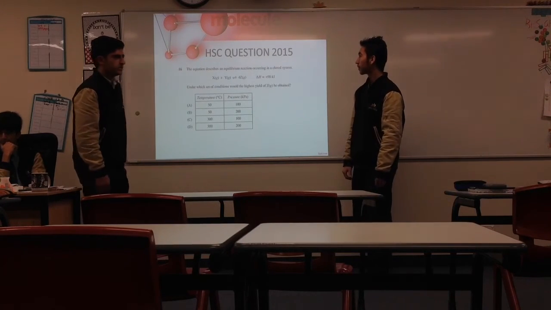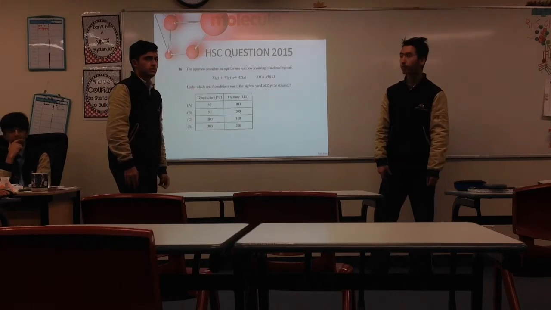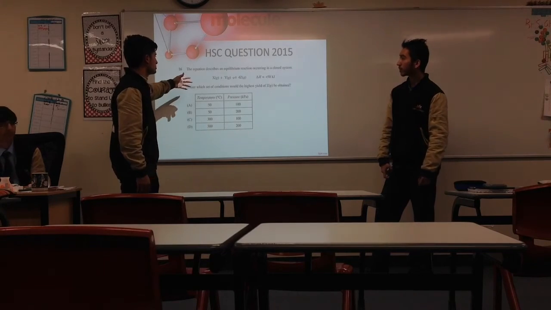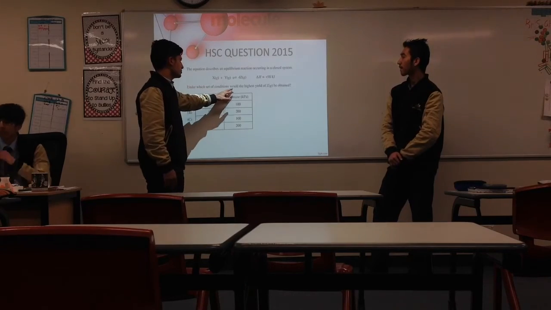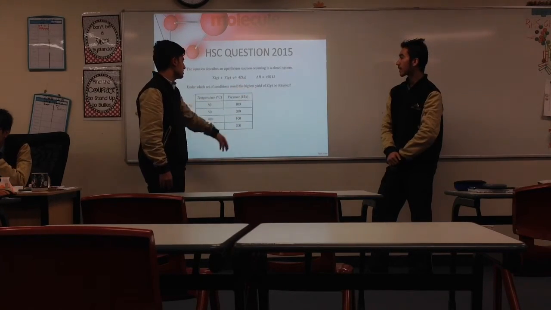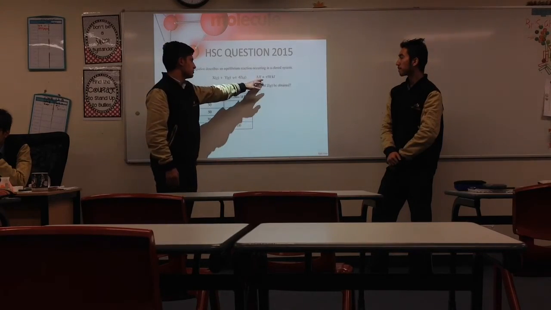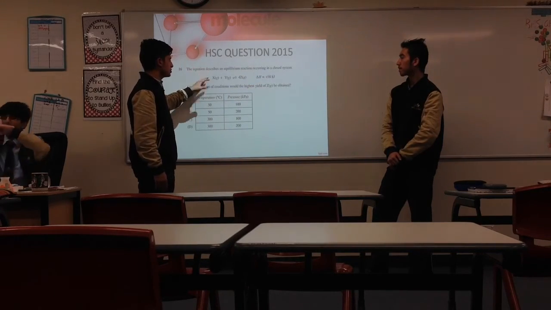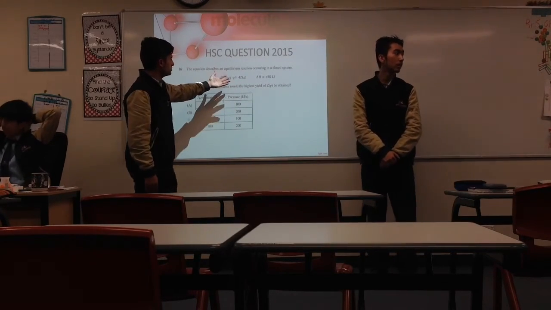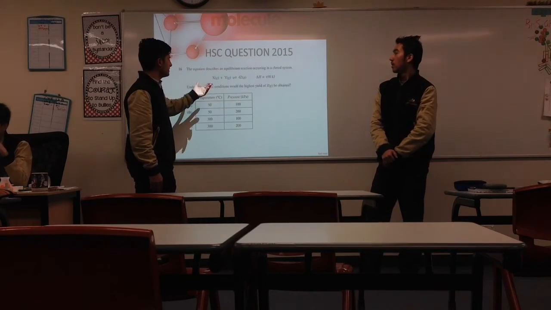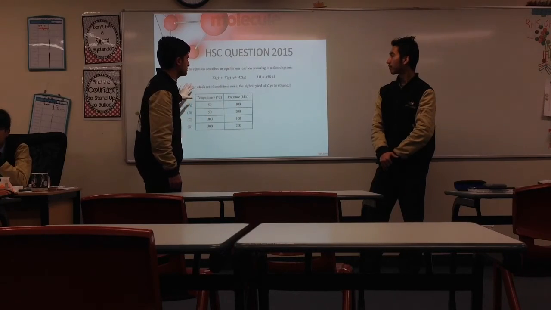Okay, that's an example of the HSC question from 2015 about equilibrium. This equation describes an equilibrium reaction occurring in a closed system. Under which set of conditions will the highest yield of Z be obtained? So there are two factors to consider: temperature and pressure. In terms of temperature, because this is endothermic, increasing the temperature will favour the forward reaction, so it will favour higher yields of Z, because the increased temperature has to be absorbed, so it opposes the change.